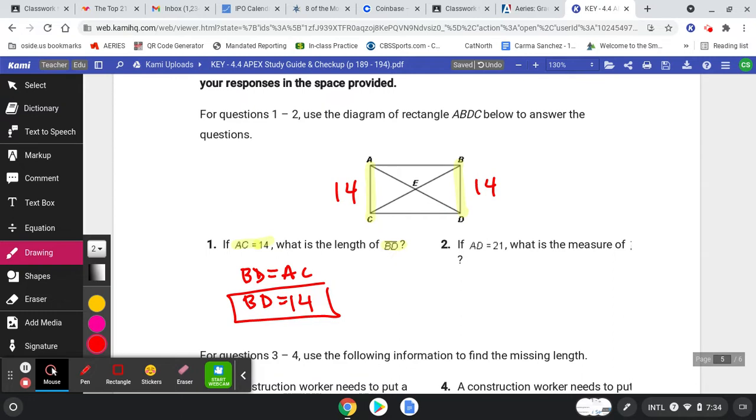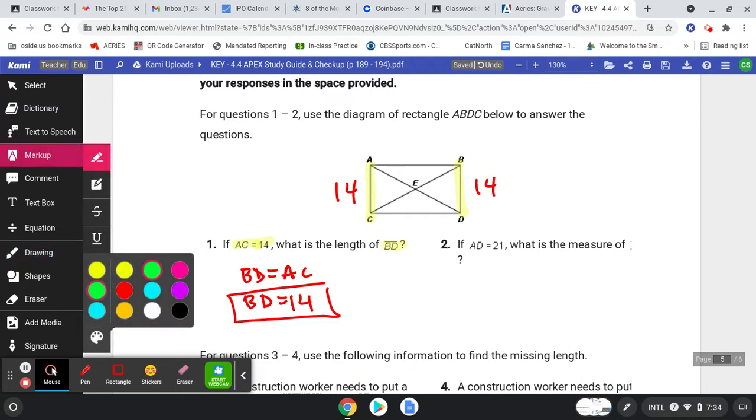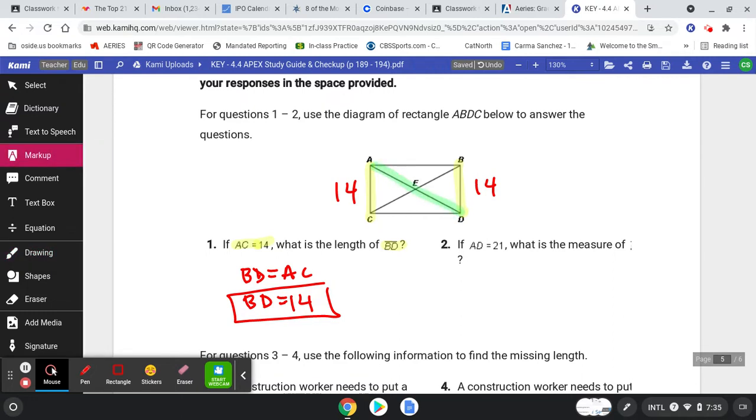Okay, what about if AD is 21? What is the measure? Oh, it looks like it got cut off there. You probably know what it's asking. What is the measure of BC?